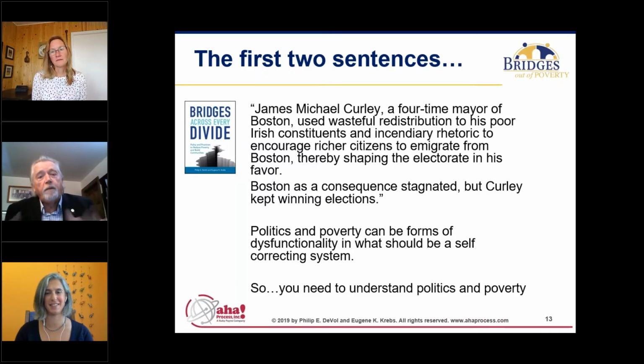So my point is, politics and poverty can be forms of dysfunctionality in what should be a self-correcting system. So you need to understand politics. I think both Ilana and Frances have alluded to this, that some of the time what you're really encountering here is a political problem.